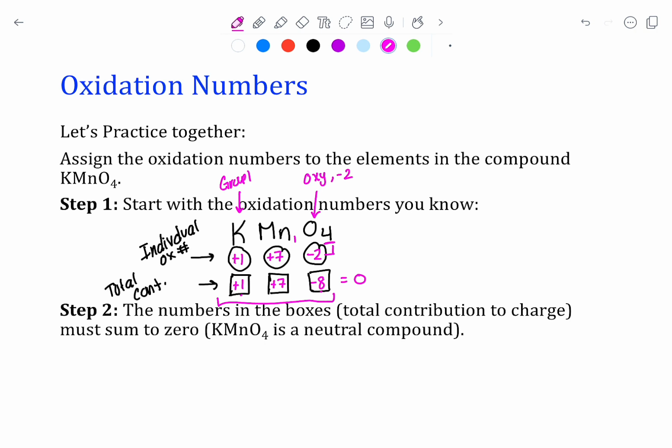So if we were asked for the individual oxidation numbers for each element, K would have an oxidation number of +1, manganese would have an oxidation number of +7, and oxygen would have an oxidation number of -2. So we're looking at the oxidation numbers of the individual elements, not its overall contribution to the molecule. So we were only looking at the circles.